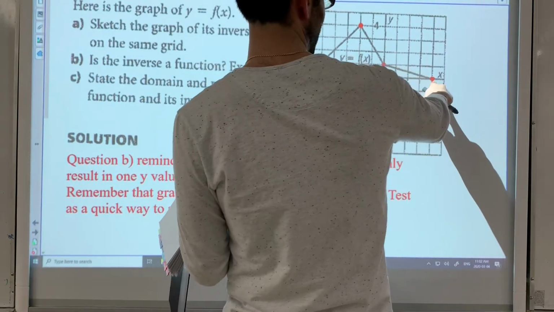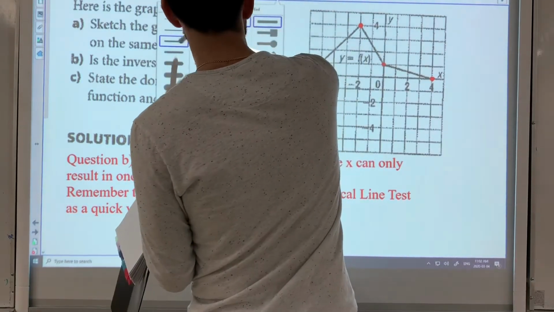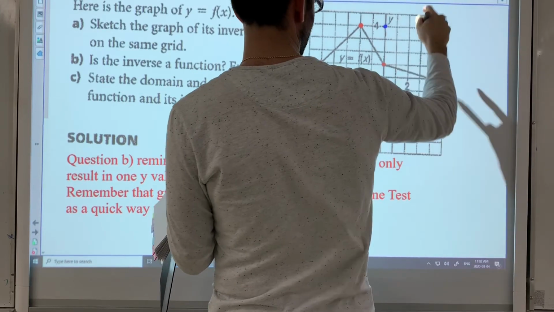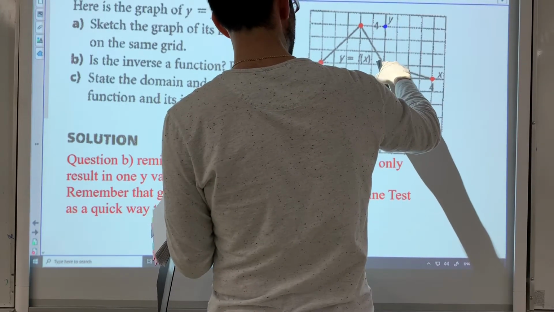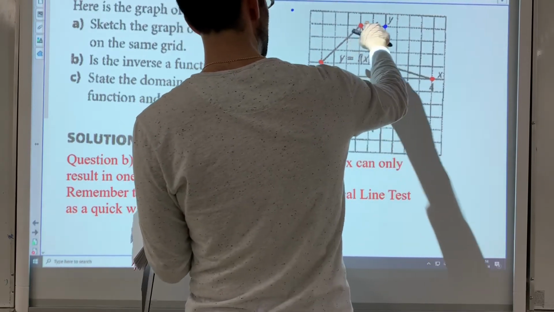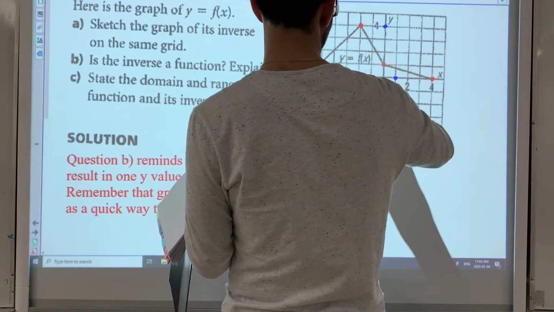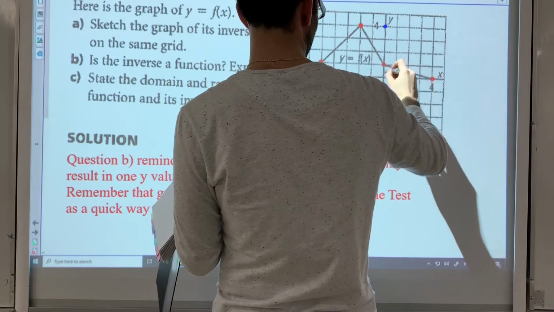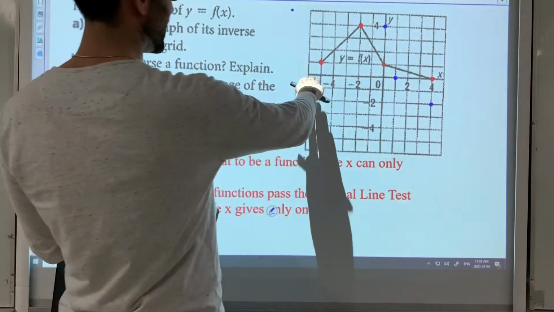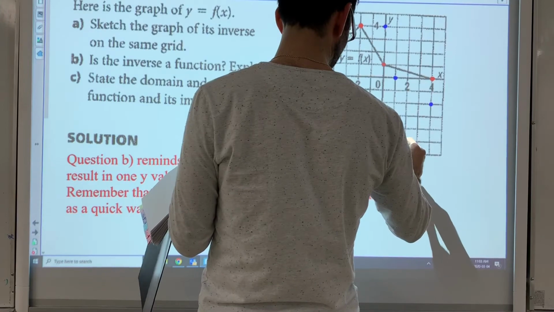So I will start here. 4, 0 would become 0, 4. Okay, I'll use a different color. So 4, 0 would become 0, 4. This is the point 0 for x, 1 for y. That would become 1 for x, 0 for y. Negative 2, 4 would become 4, negative 2. So we go negative 2 for y, 4 for x. Do we agree? Okay. The point negative 5, 1 would become 1, negative 5.